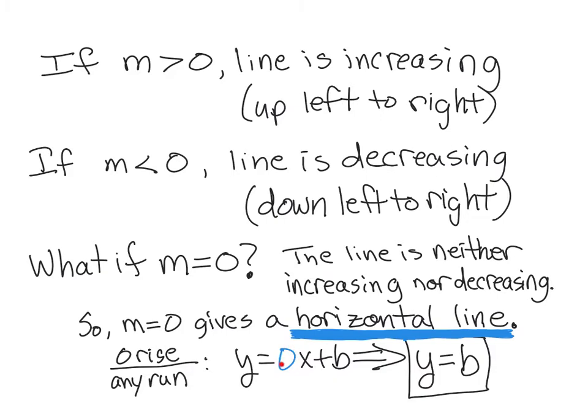Plug 0 in for your slope, and you get the equation y equals b. B is where you cross the y-axis, and b will be the y value for every single point on the line. You can stick in any x. See how this doesn't depend on the x value at all? So any x will give you y equals b.